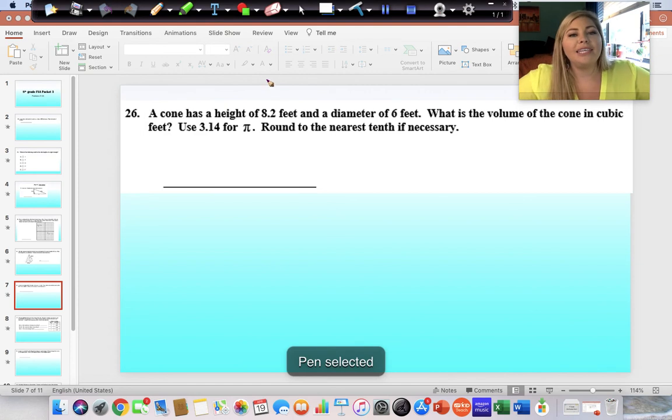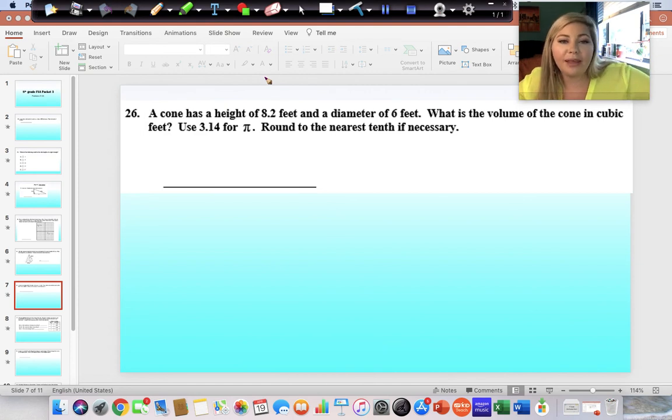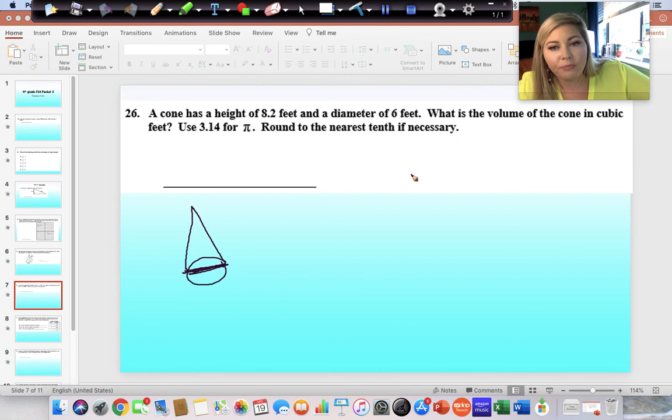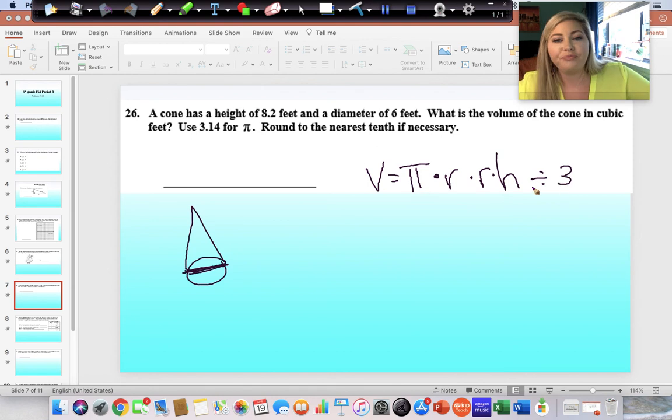A cone has a height of 8 2/10 feet and a diameter of 6 feet. What is the volume of the cone in cubic feet? Remember, this is a cone. And the diameter is the distance all the way across. So we need to remember our volume. Volume equals pi times radius squared times the height divided by 3.